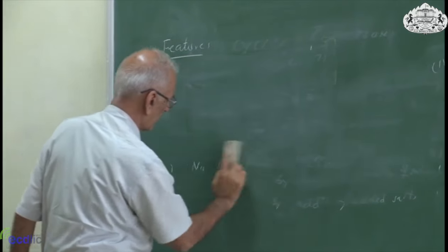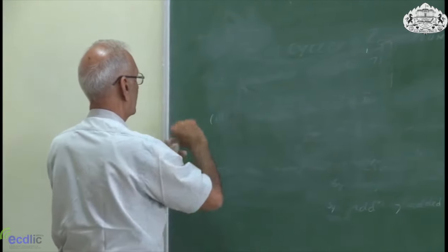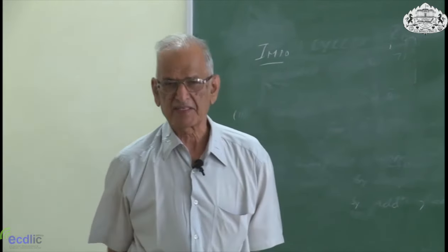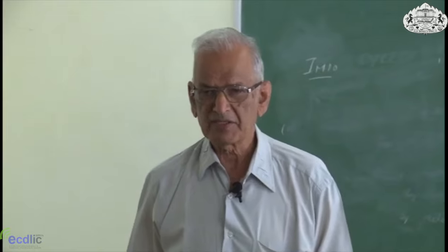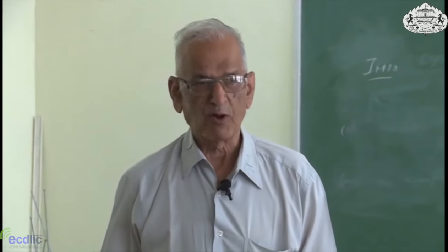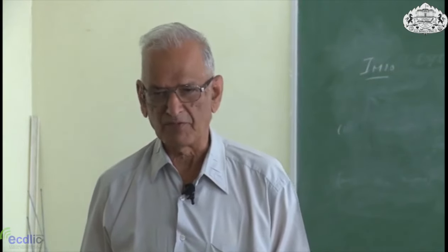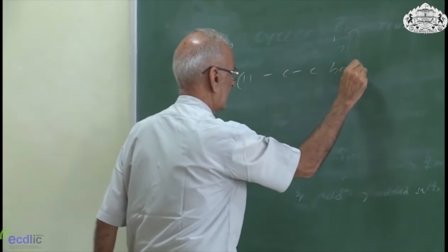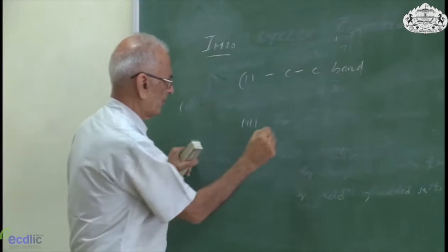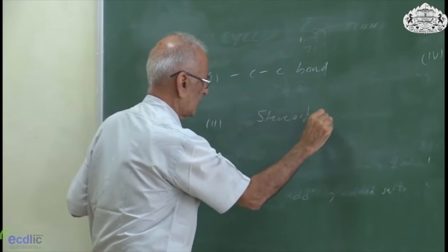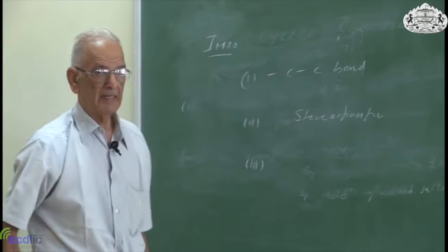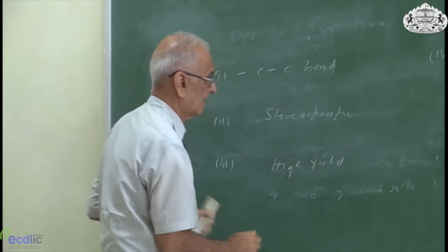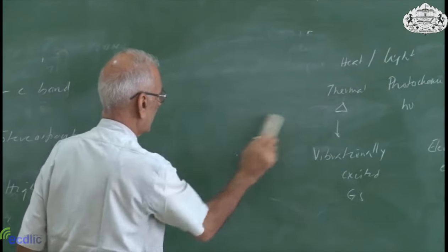Why are pericyclic reactions important? What is the importance of a pericyclic reaction? After all, organic chemistry is the chemistry of carbon-carbon bond formation. So, in all of this, we are having carbon-carbon bond formation. Number two, the reaction is stereospecific. Number three, the reaction takes place in high yield. Why does the reaction take place in high yield?